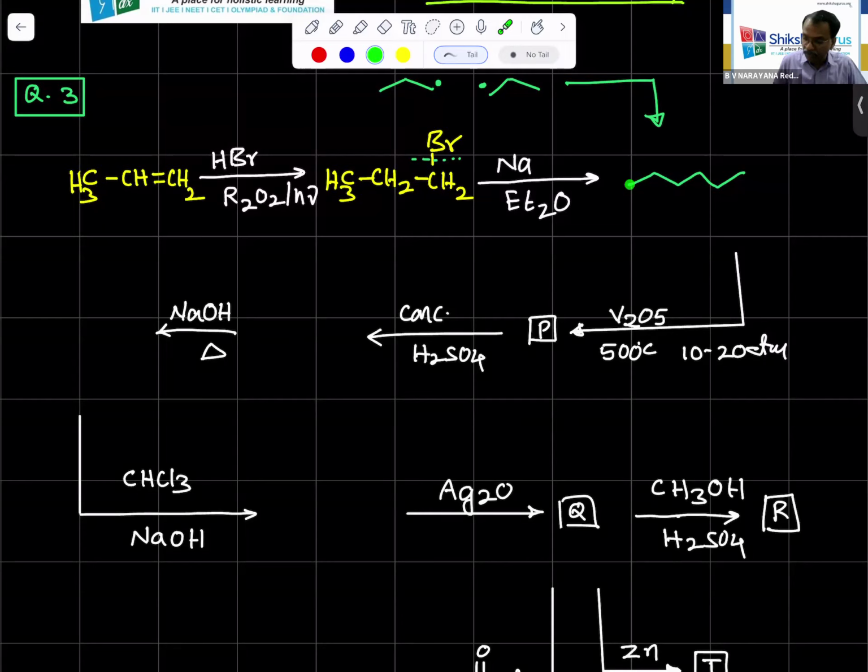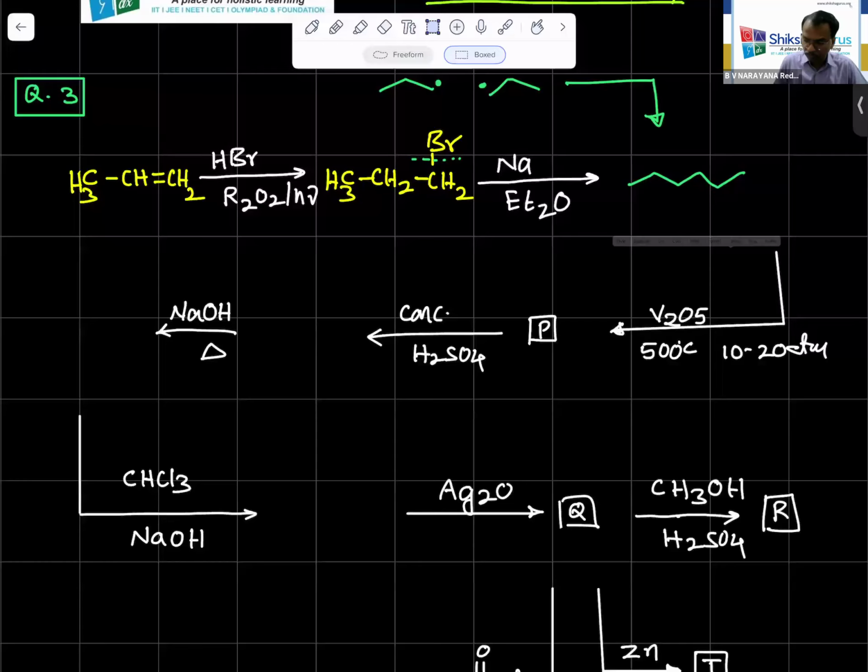Here there are 6 carbon atoms, the first carbon and the 6th carbon atom. Between 1 and 6, bond formation takes place. First of all, we'll get a 6-member ring. After that, dehydrogenation takes place and it converts completely into benzene. Therefore, here what is the product? Here it is benzene. This is compound P. It is benzene.